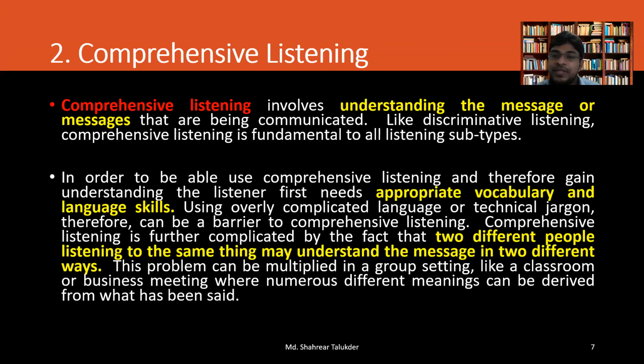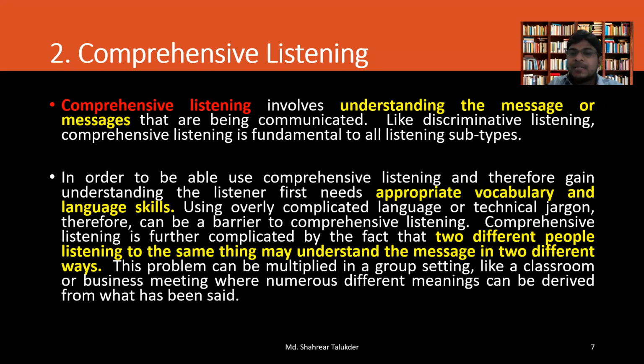Okay, so these are called technical jargons. If we use that many technical jargons in our conversation, the general people will find it difficult to understand. So sometimes technical jargons create some kind of obstacle, or hamper our understanding or comprehension. So comprehensive listening is further complicated by the fact that two different people listening to the same thing may understand the message in two different ways.